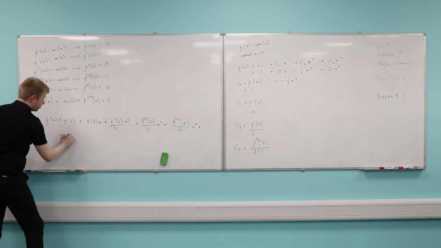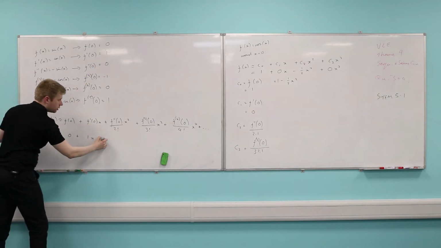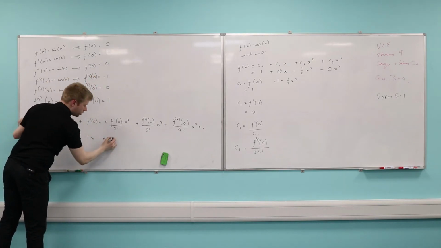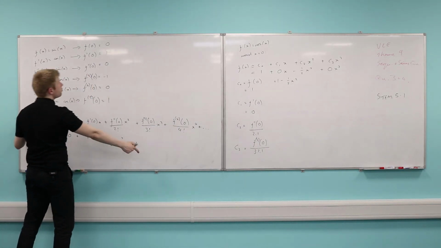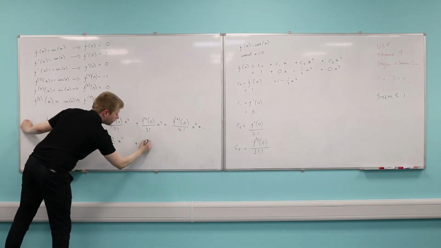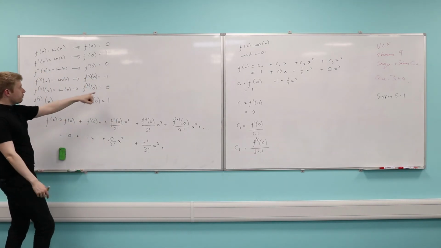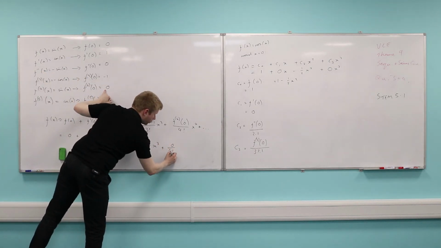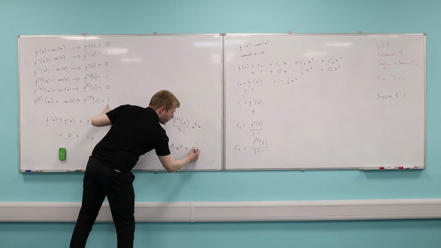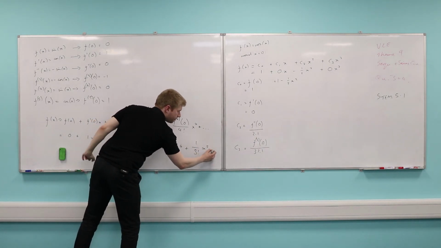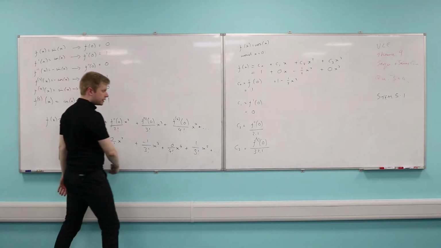F of 0 is just 0. F prime of 0 is just 1, so we get 1 times x. F double prime of 0 is 0, so we get 0 divided by 2 factorial times x squared, plus my third derivative, which is negative 1, divided by 3 factorial times x cubed, plus my fourth derivative, which is 0, divided by 4 factorial times x to the power 4, plus my fifth derivative, which would be 1, divided by 5 factorial times x to the power 5, and you can carry on going. Does that make sense, the pattern?